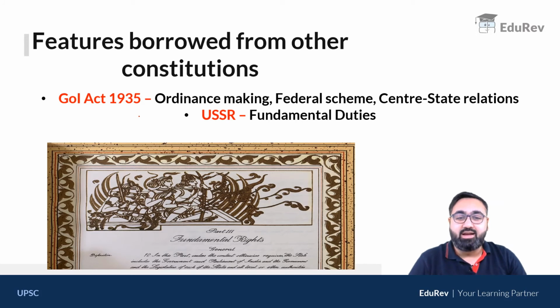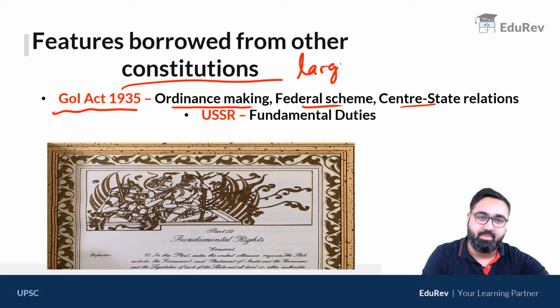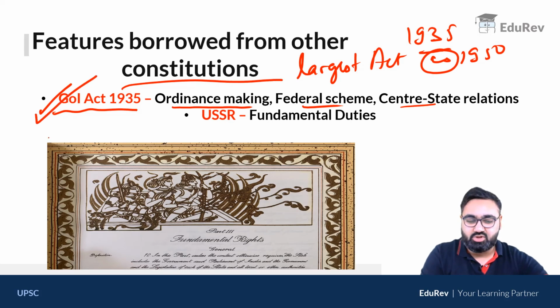The Government of India Act 1935 was an integral part of how India was governed before independence. From this, we took the ordinance making powers given to the governor and the president, the federal scheme and the center-state relations. Remember, the Government of India Act 1935 was the largest act of the British Parliament at that time. And yes, from 1935 till 1950, when our constitution came into being, in this period India was governed by this act only. So the Government of India Act 1935 was essentially the Constitution of India for the last 15 years.